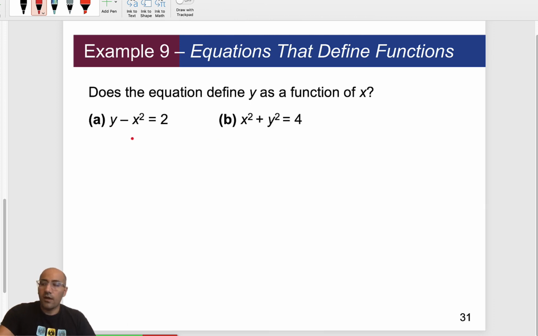As I solve for y, I can tell that I'm going to be able to get the equation of a function. This is just going to be x squared plus 2. Every input gets squared plus 2. That defines a unique value. So this is going to be a function. Right? In fact, it's a parabola, something squared, plus 2. So what happens when I take a parabola and always add 2 to every output? It's going to shift the whole thing up.